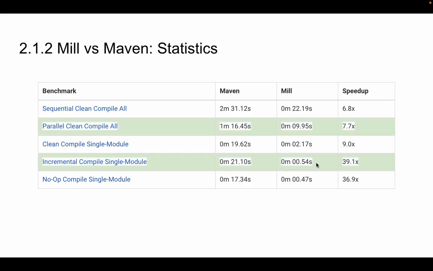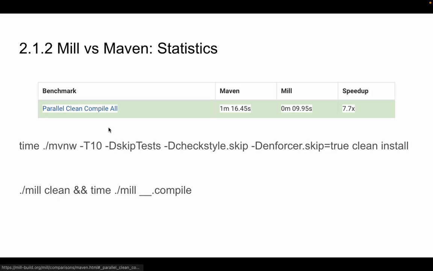I don't have time to go into all of these benchmarks, but let's look at 2 of them. First, parallel clean compile all. On Maven, this took 1 minute, 16 seconds. Mill took about 10 seconds. These are the 2 commands I use. For Maven, clean install, because Maven compile doesn't always work, and if you don't clean, it also doesn't work. On the Netty code base in particular, if you try to use Maven clean compile, it doesn't work. So I had to use Maven clean install. I disabled the tests. I disabled the linters for now because for Mill, the linters are separate commands. So just to make it an apples to apples comparison, you're only compiling all the Java code, but not running tests, not running linters, and so on.